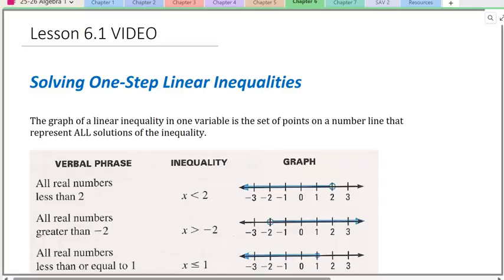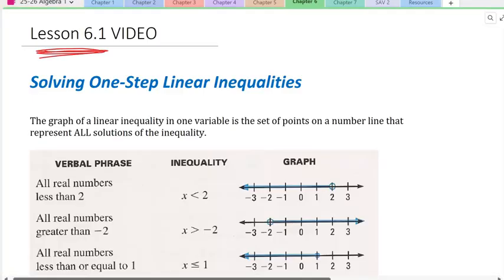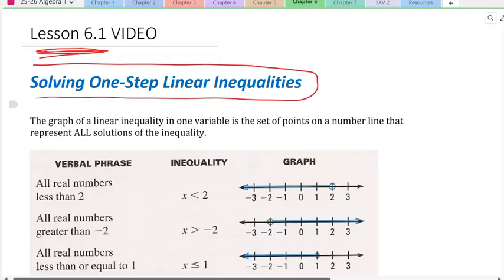So please make sure on the next page in your math notebook you indicate that this is lesson 6.1, chapter 6, lesson 1, and we're going to be solving one-step linear inequalities. Oh, inequalities. Taking a step away from equations for a while to work on inequalities.